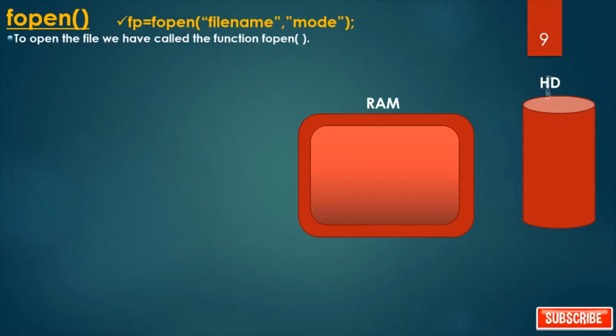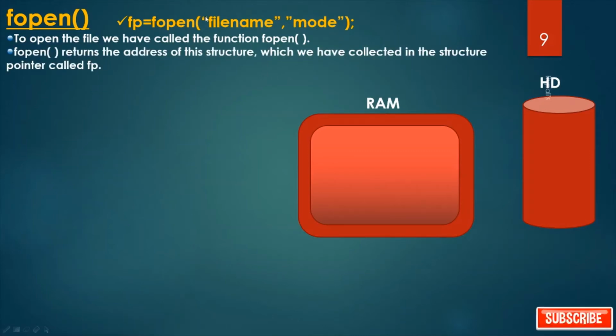Now we will learn how to open a file. To open the file, we call the function fopen. So, fopen is a function which is used to open a file. The syntax of fopen is fp = fopen("filename", "mode"), with the file name within double quotes and the mode within double quotes. Fopen returns the address of the file structure, which we collect in the structure pointer called fp. So, we have to declare FILE *fp, which means fp can hold the address of the file structure.